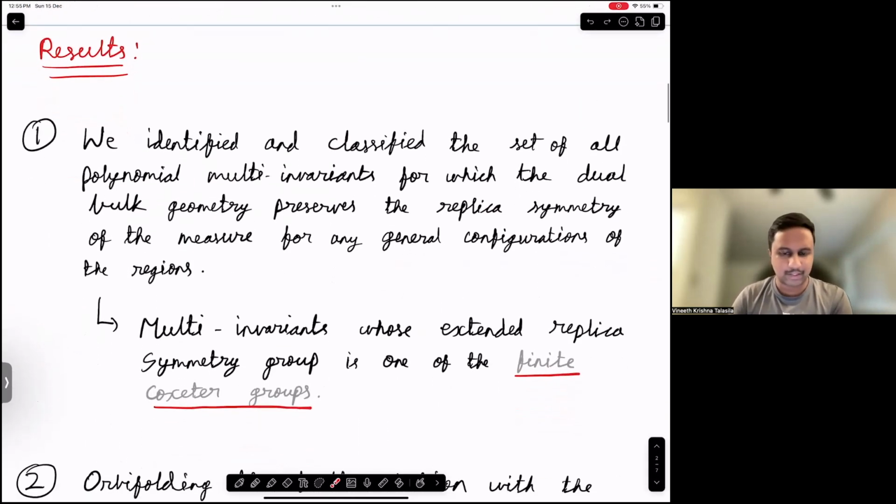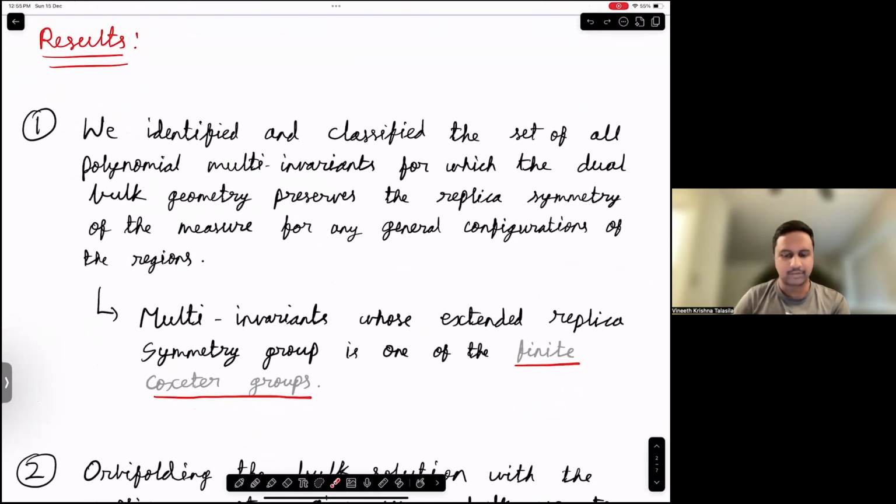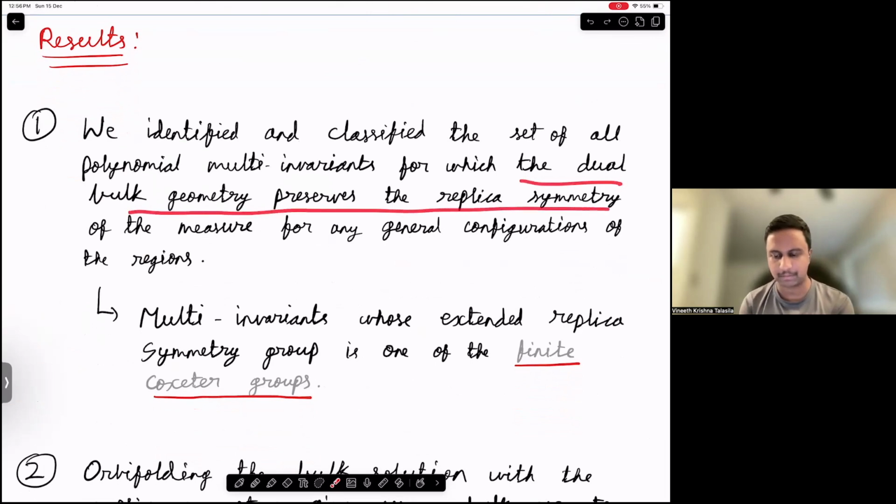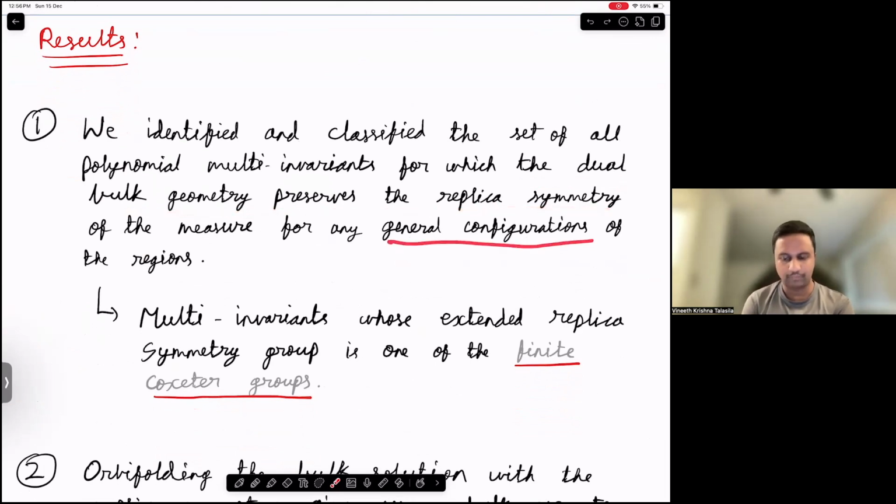Now, let's directly go to the final results of our work. So the first result that we have is that we identified and classified the set of all polynomial multi-invariants for which the dual bulk geometry preserves the replica symmetry of the measure for any general configuration of the regions. These are basically the multi-invariants whose extended replica symmetry group is one of the finite Coxeter groups.